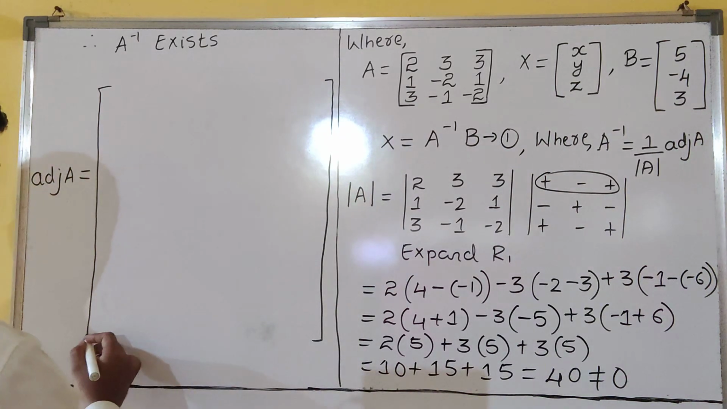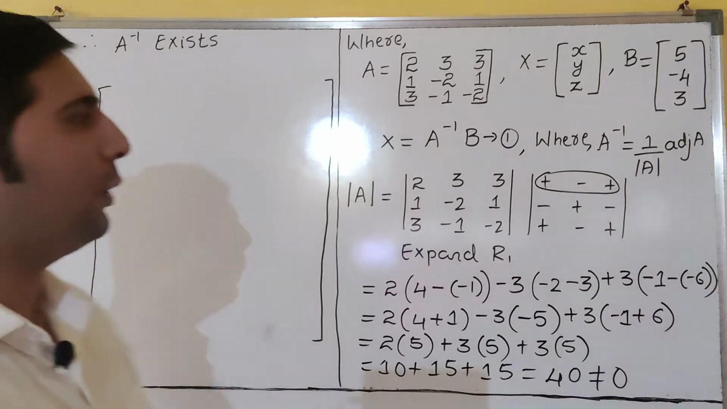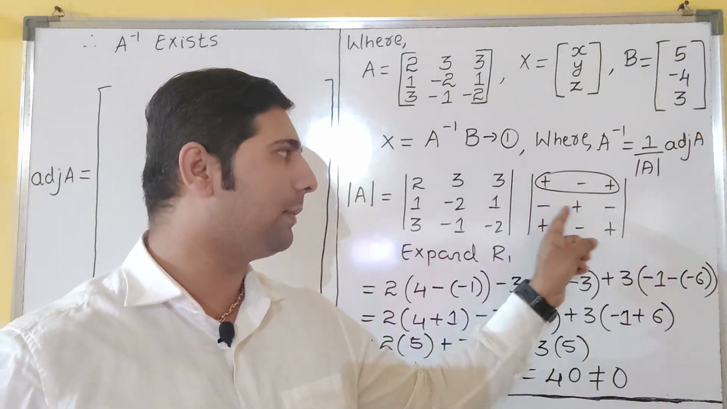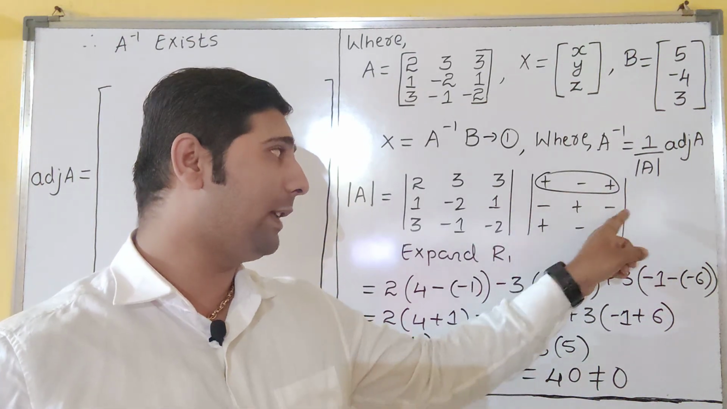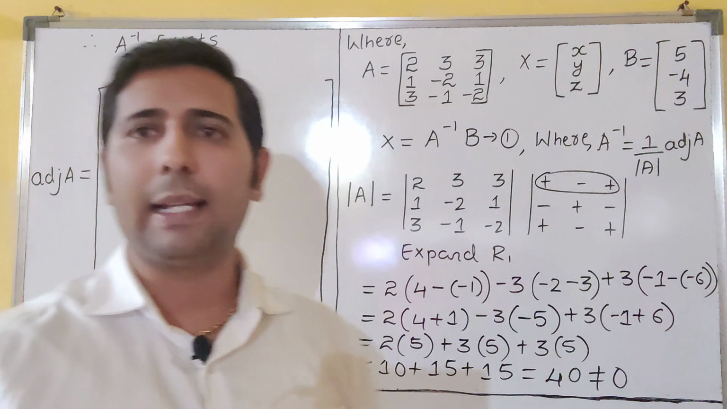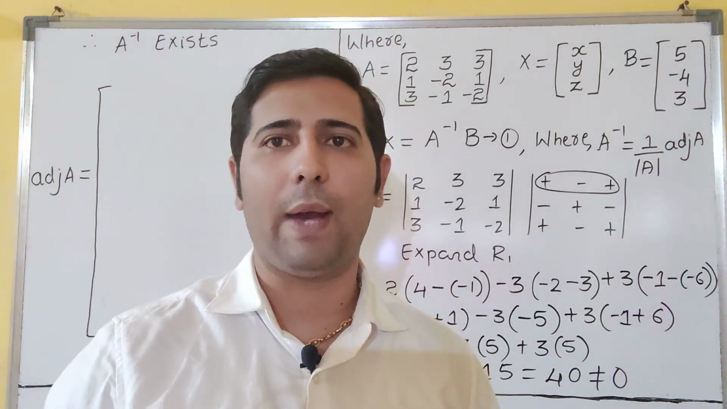So first we have to make arrangements. You know these signs very well: plus, minus, plus, minus, plus, minus, plus, minus, plus, minus, plus. As is, we will follow. And you know that adjoint of A means we have to find the cofactors.